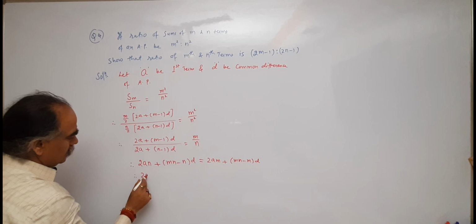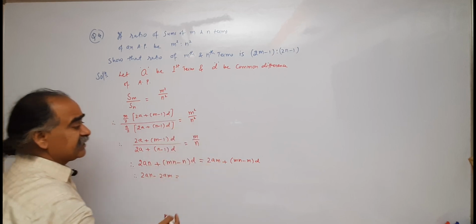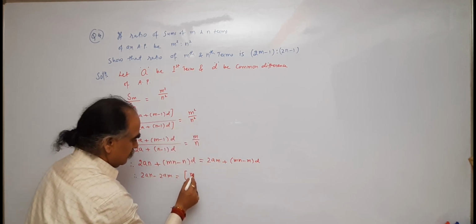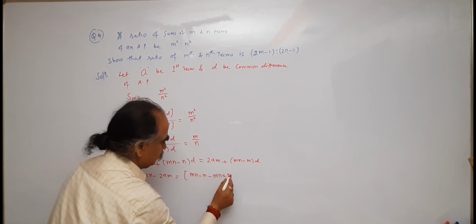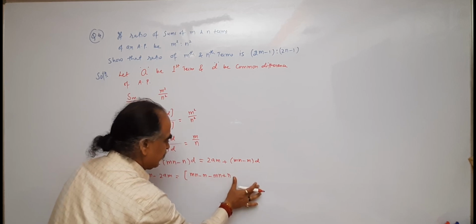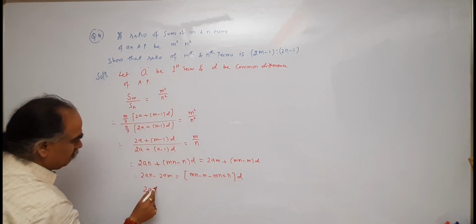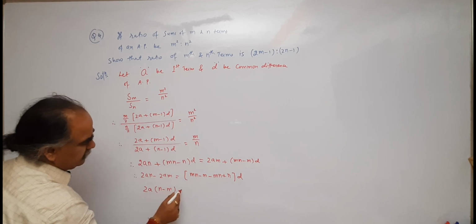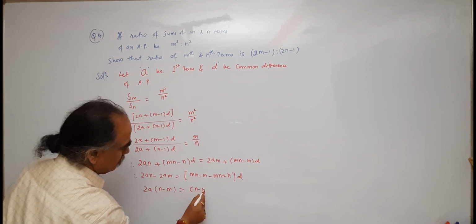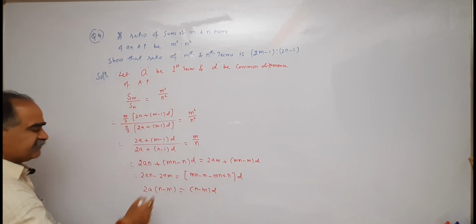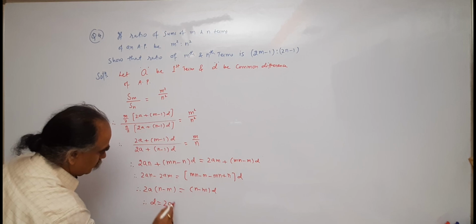Therefore 2an minus 2am, this you transfer on that side and take d common. So mn minus m minus mn plus m, sorry, plus n into d. Here we can take 2a common, n minus m. Mn will get cancelled, so I'll get n minus m. N minus m will get cancelled, so d is what? 2a.